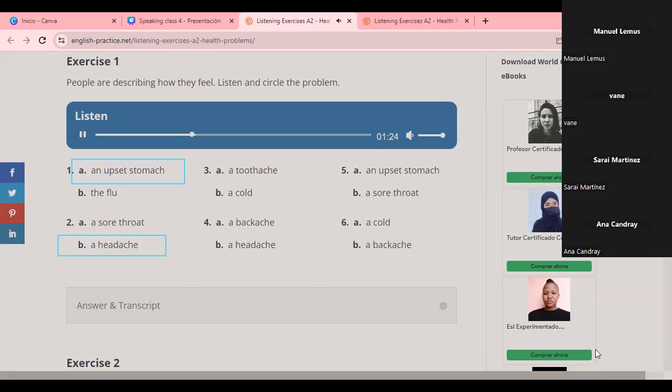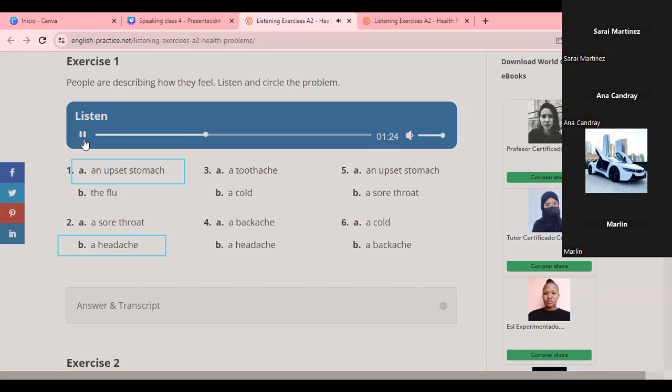I'm not going to school today. I've got to see the dentist. My tooth is really bothering me.